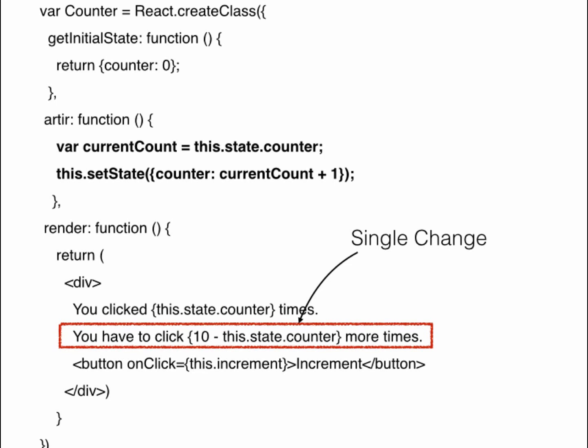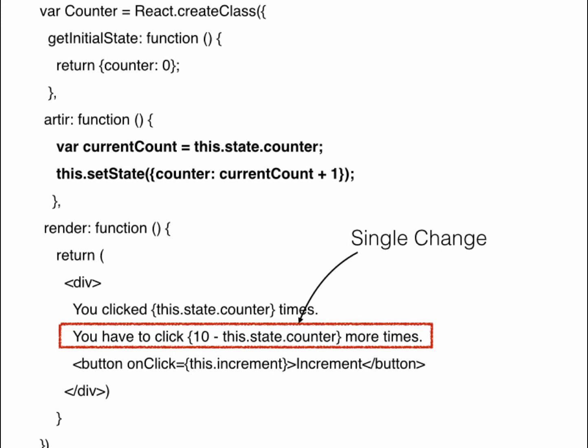So there's just a single change. For the state change, nothing changed. Like there's again this.state call as in the previous slide. Only my render methods changed. So it says you have to click 10 minus this.state.counter times more.